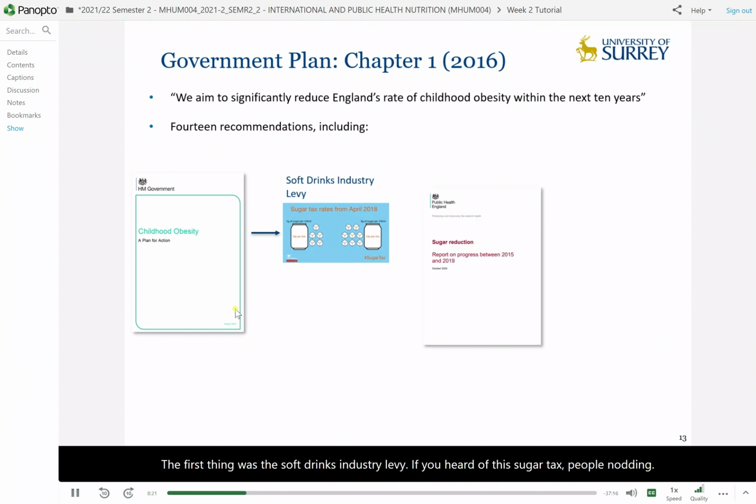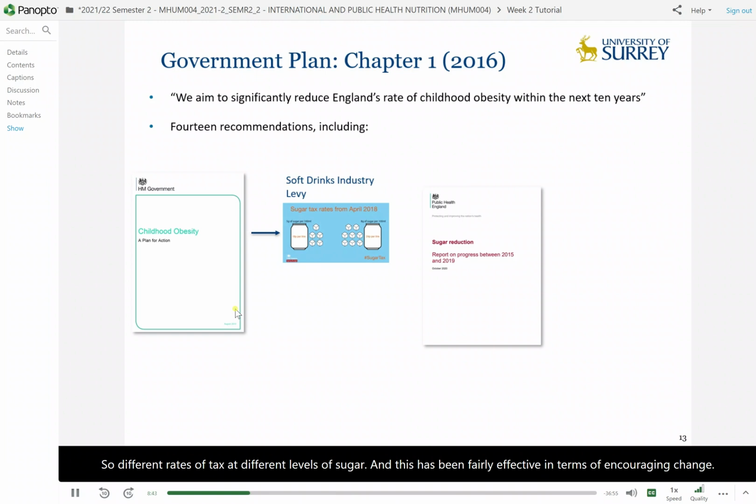The first thing was the soft drinks industry levy. Have you all heard of this? Sugar tax, people nodding. So that came in from April 2018, and drinks were taxed according to the amount of sugar in them per 100 mils, so there were different rates of tax at different levels of sugar.